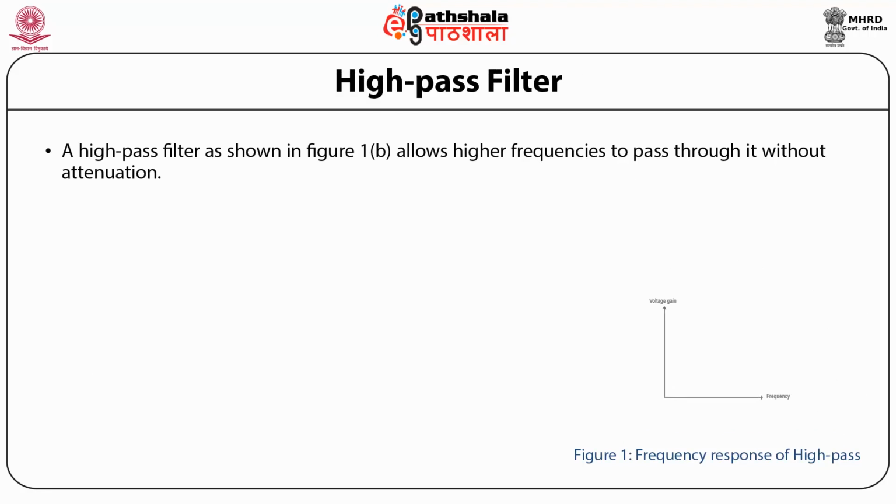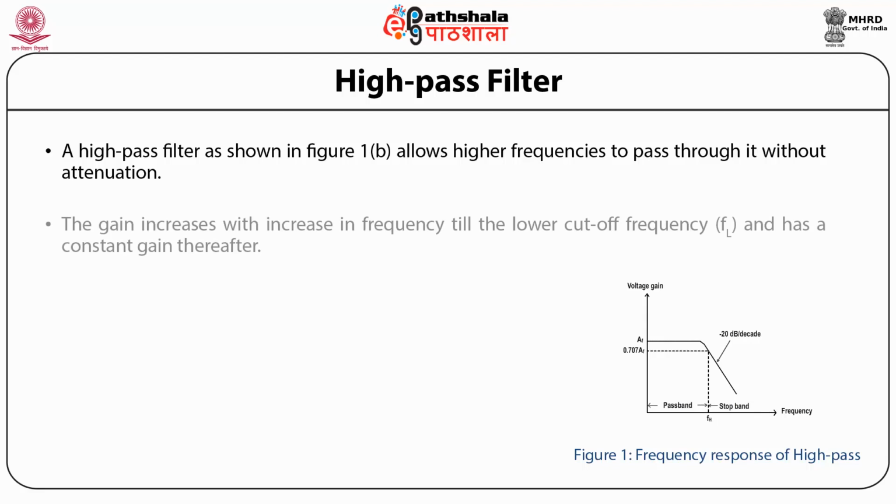A high-pass filter, as shown in the figure, allows higher frequencies to pass through it without attenuation. The gain increases with increase in frequency till the lower cutoff frequency FL and has a constant gain thereafter. Thus, a high-pass filter has a stop band from 0 to FL Hz and it has a pass band for frequencies F greater than FL.